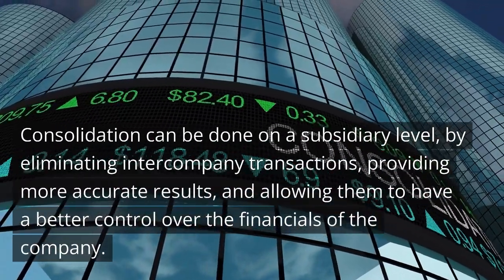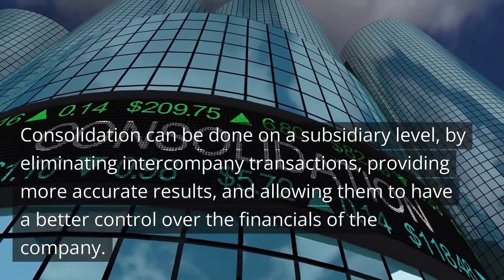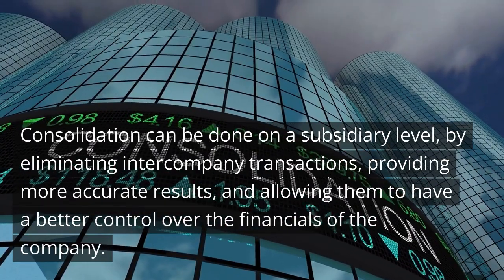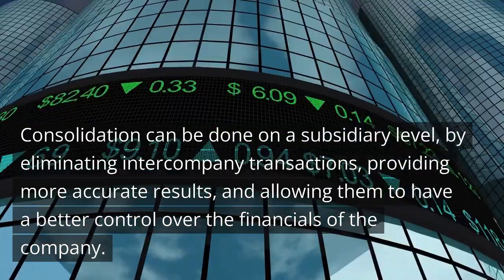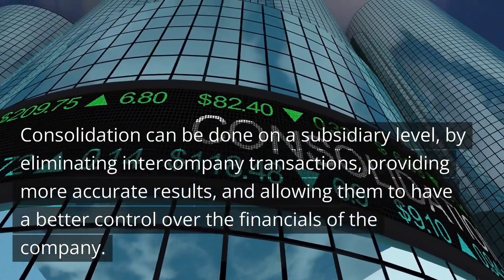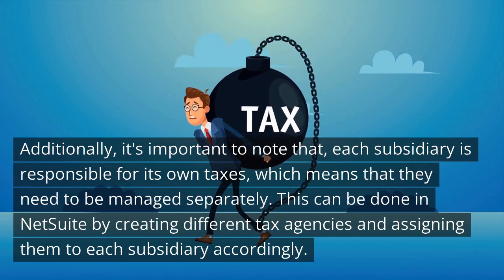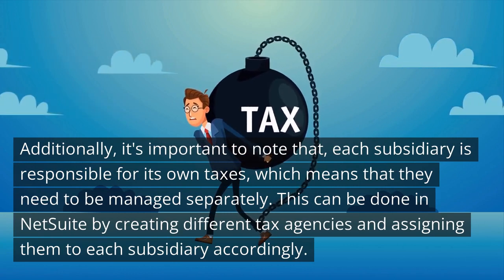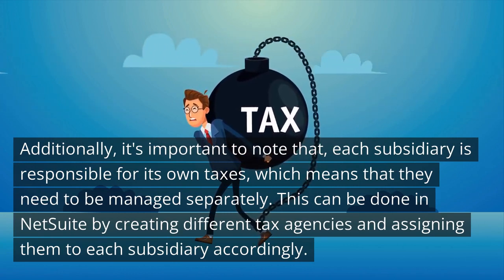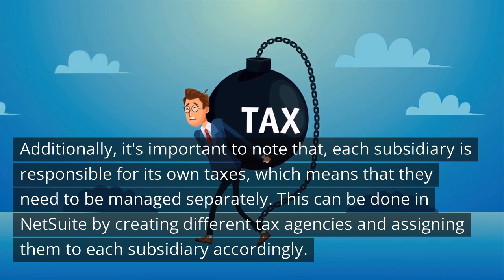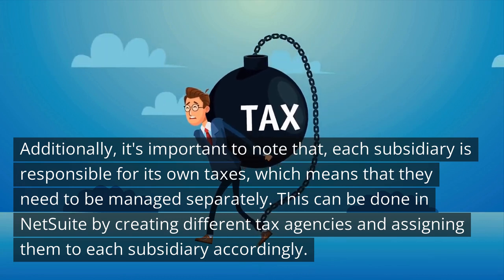Consolidation can be done on a subsidiary level, by eliminating intercompany transactions, providing more accurate results, and allowing them to have better control over the financials of the company. Additionally, it's important to note that each subsidiary is responsible for its own taxes, which means that they need to be managed separately. This can be done in NetSuite by creating different tax agencies and assigning them to each subsidiary accordingly.